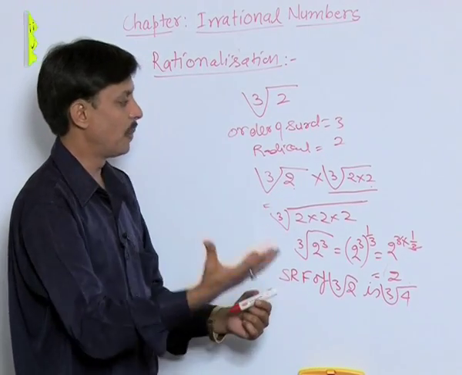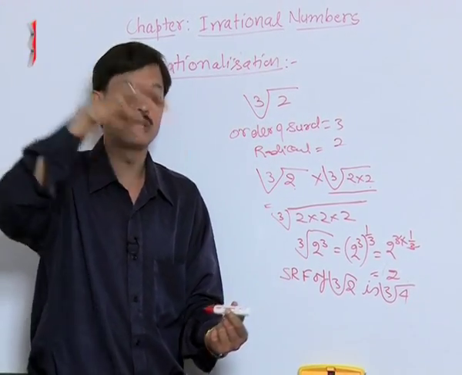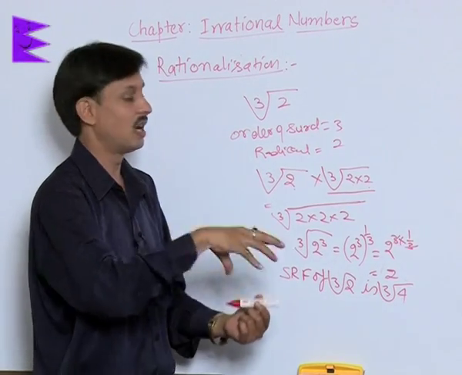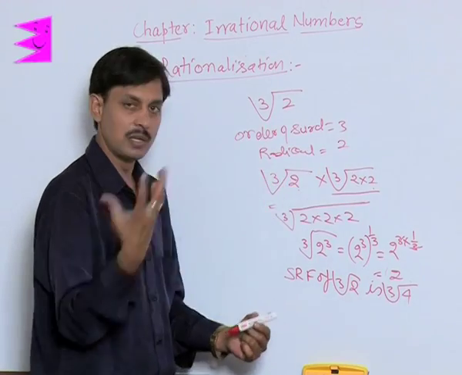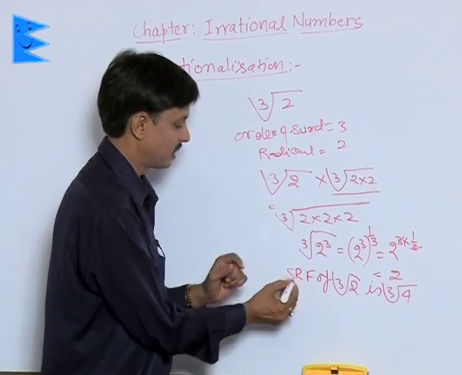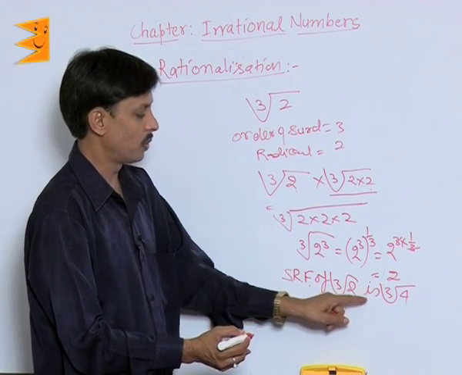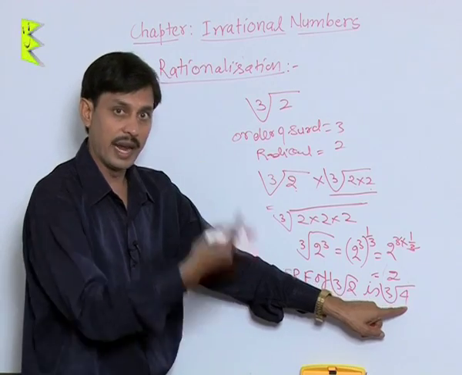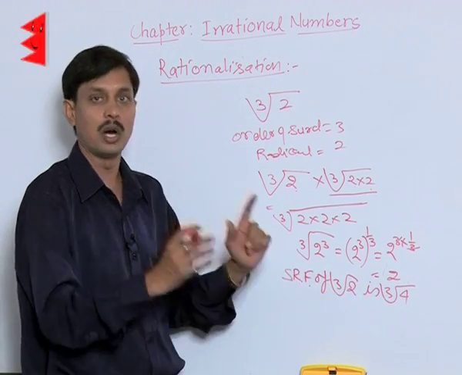Hence, the simplest term required to multiply with a surd is known as the rationalizing factor. That's why it is simplest, the first one, hence it's known as SRF. The simplest rationalizing factor of the cube root of 2 is the cube root of 4, and the simplest rationalizing factor of the cube root of 4 will be the cube root of 2.